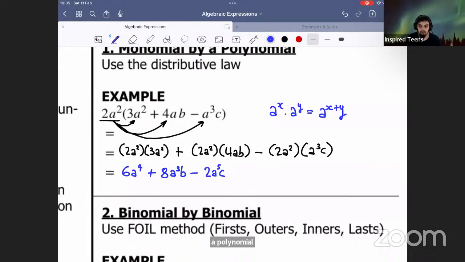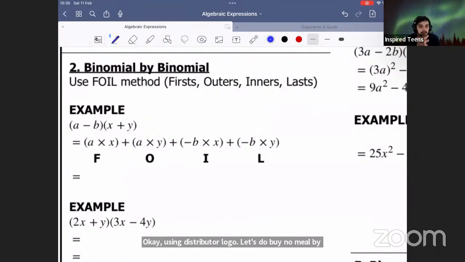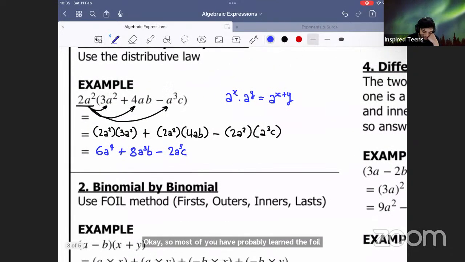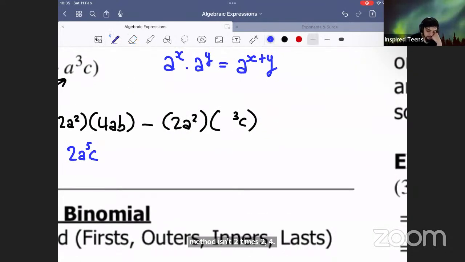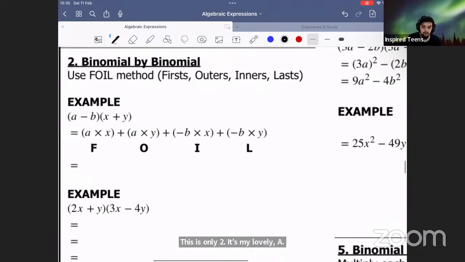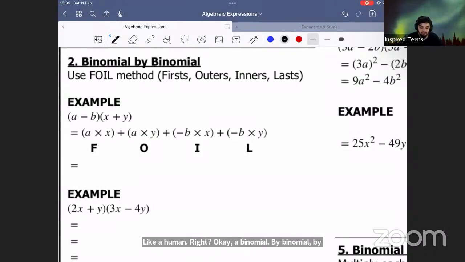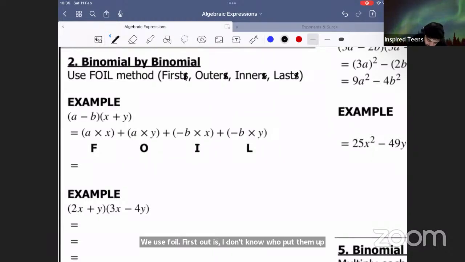Okay, using the distributive law. Let's do binomial by binomial. Most of you have probably learned the FOIL method. Isn't 2 times 2 4? This isn't the 2, it's my lovely A. I try to write my A's like a human. A binomial by binomial, we use FOIL. First, outer, inner, last, which is what FOIL stands for.